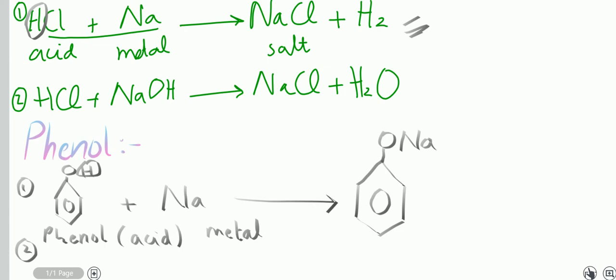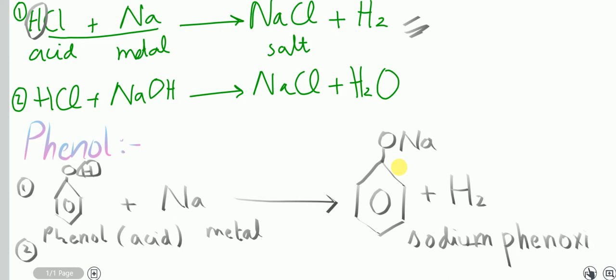And obviously along with it, just like we saw in the reaction of hydrogen chloride with sodium, which gives us sodium chloride and hydrogen gas, we're going to have a similar reaction over here. We're going to have hydrogen gas produced over here as well, and this is sodium phenoxide.